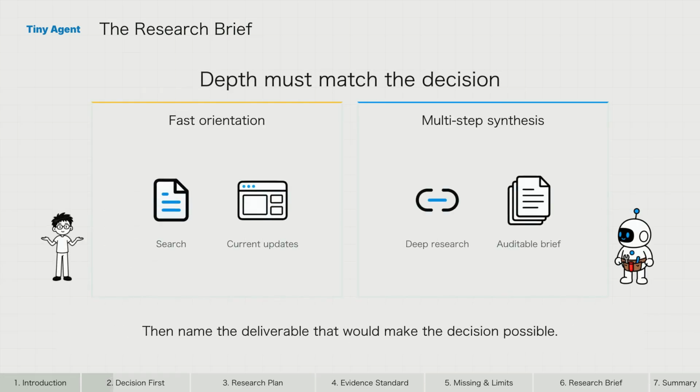Then name the deliverable that would make the decision possible. It might be a one-page executive brief, a competitor comparison, a recommendation memo, an annotated bibliography, or a table of market signals with dates and confidence. A deliverable gives the research a visible end state.